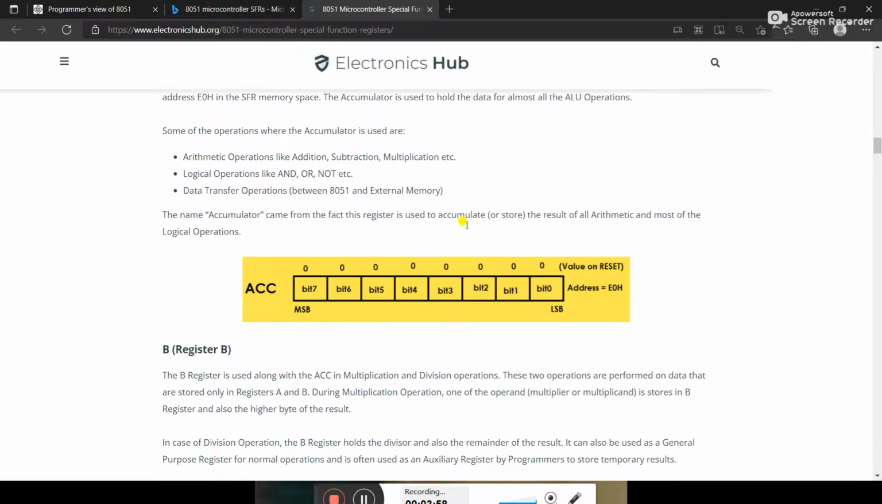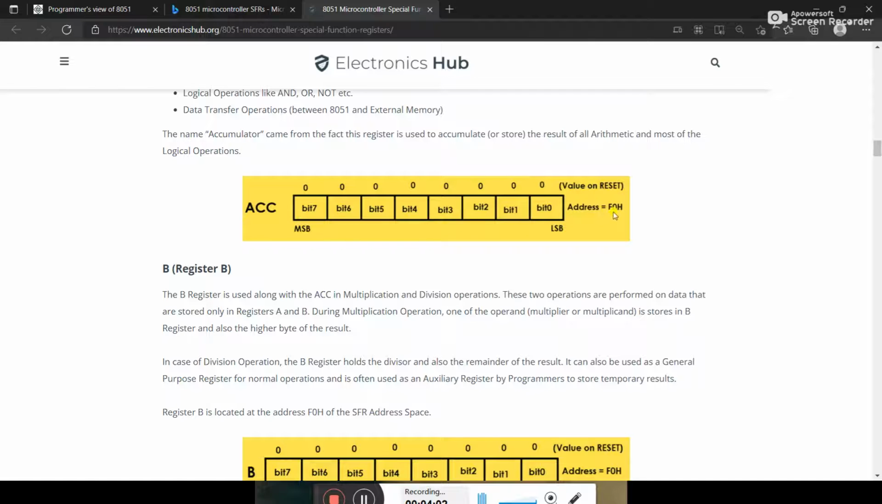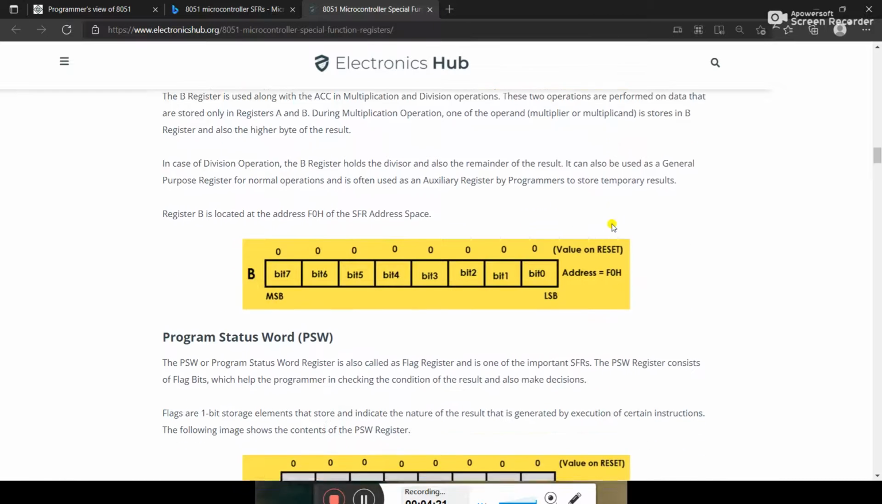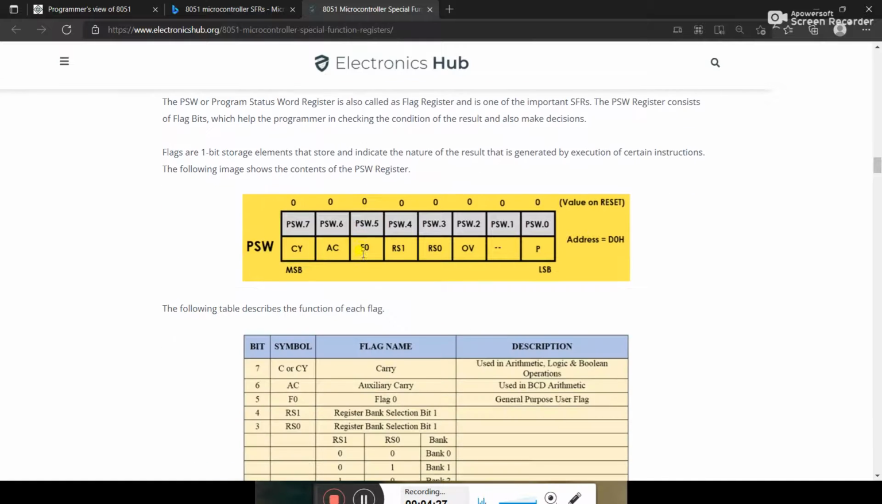This is your accumulator. Here you can see how the accumulator is organized. This is the LSB and this is the MSB, bit 0 to bit 7, and by default the values are available over there. By default means the value on reset, which is 00H. The address of this register is E0H. Next, the address of this register is F0H, and by default it is 00.